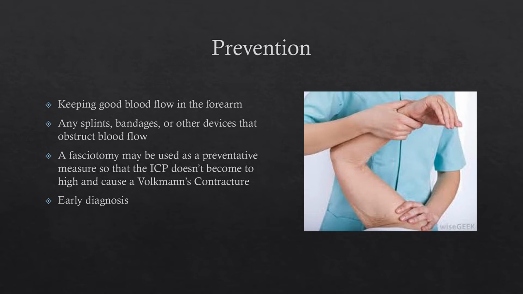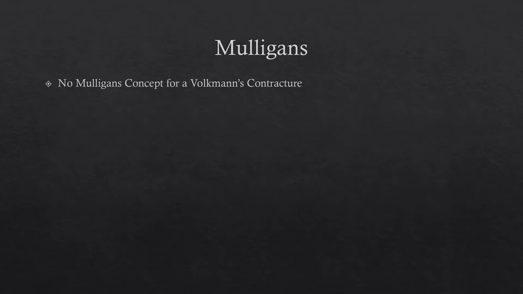Prevention. Keeping good blood flow in the forearm. Any splints, bandages, or other devices that obstruct blood flow should be removed. A fasciotomy may be used as a preventative measure so the ICP doesn't become too high and cause the contracture, and the best means of prevention is early diagnosis. There is no Mulligan's concept.